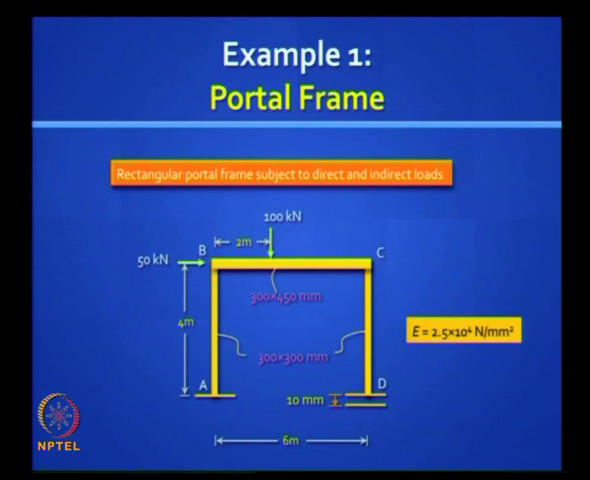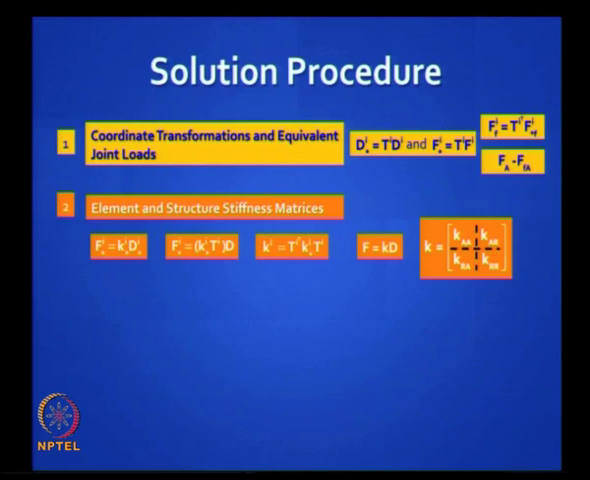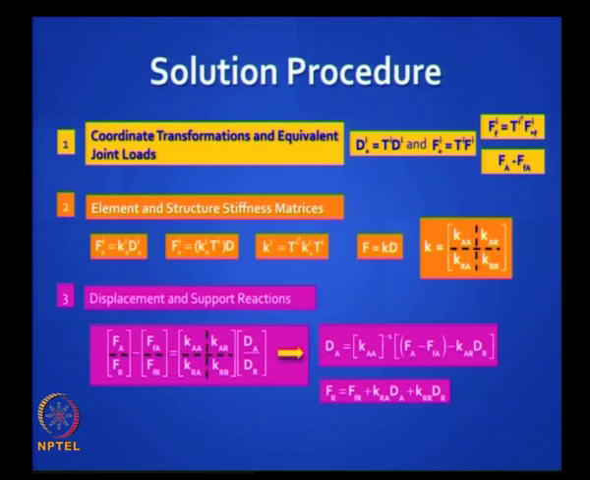Okay, so how do we proceed? Well, again, this procedure is very familiar to us. We are following exactly the same steps. First, the coordinate transformations, fixed end force vectors, equivalent joint loads. Next, the element and structure stiffness matrices. Next, we write down the equilibrium equations, and in this case the support settlements are there, so you have to bring that into solving those two equations.